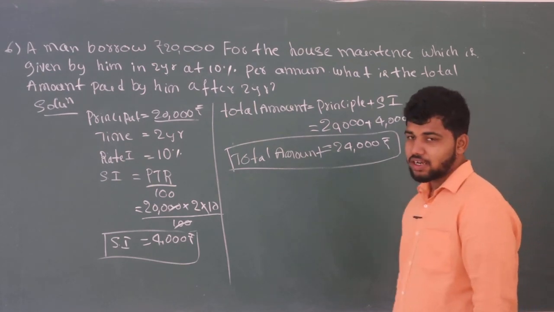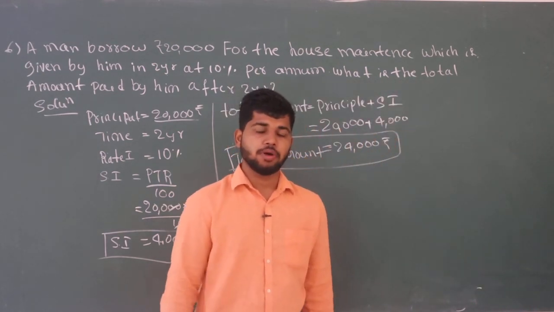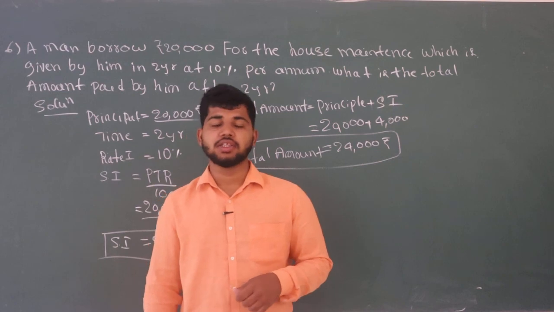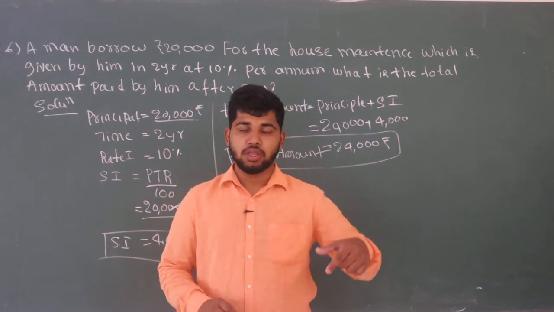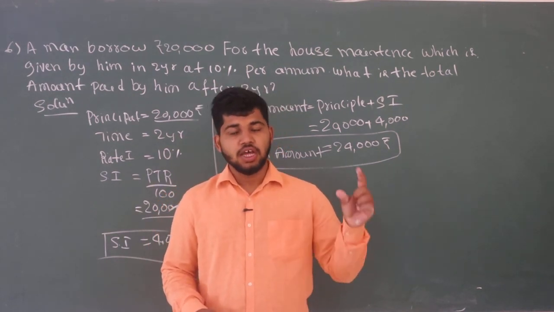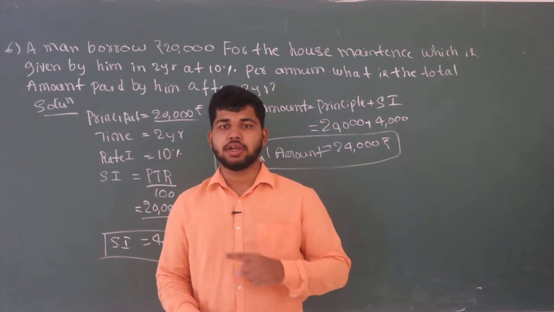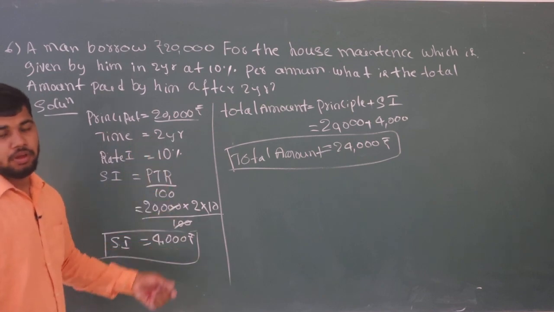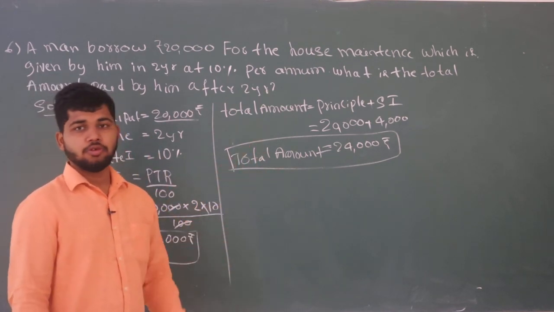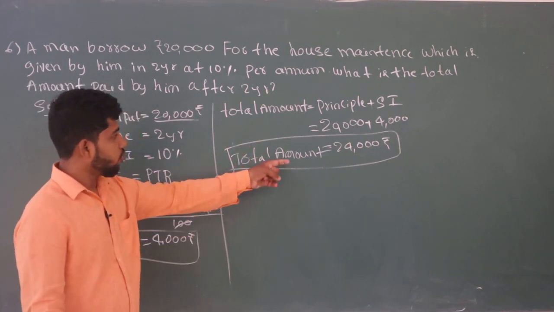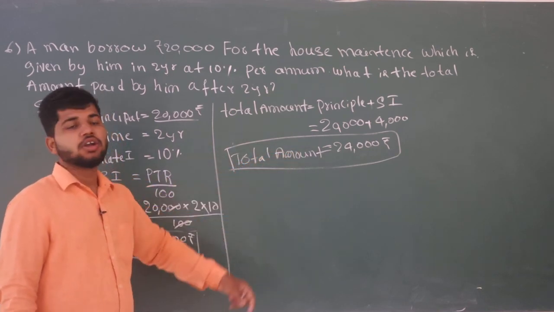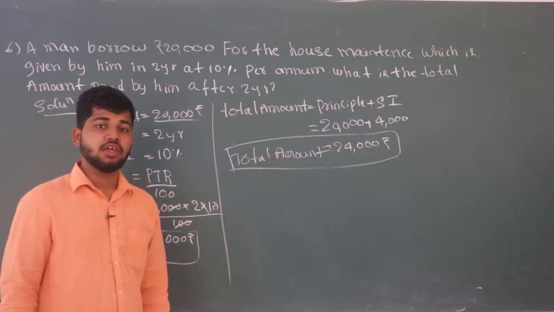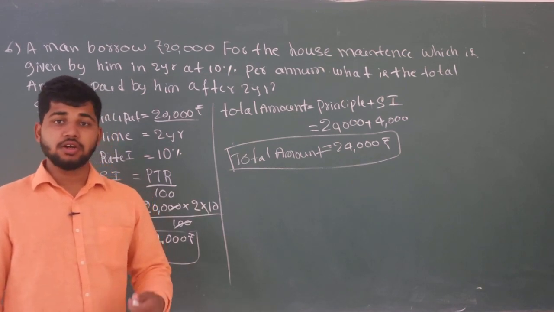Again, we have to find the total amount. Already in the previous class we learned the formula for the amount when they have given the principal and the simple interest. Amount is equal to principal plus simple interest. Now we got the simple interest and also the principal. By using the amount formula, principal plus simple interest, 20,000 plus 4,000, you will get 24,000. This is the total amount paid after 2 years.